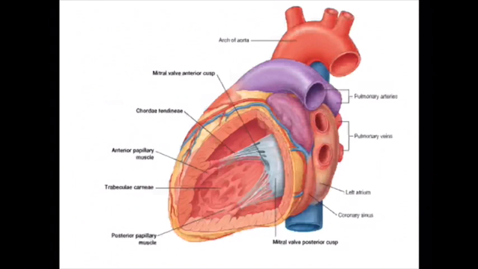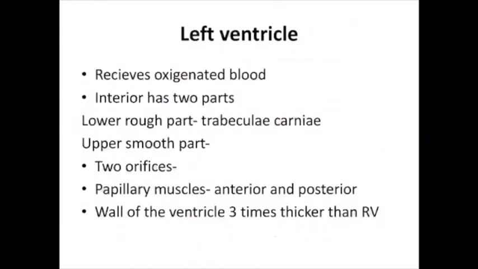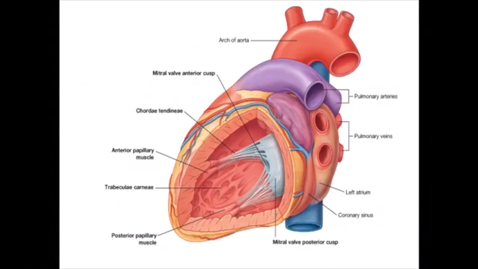This is the structure of the left ventricle. There are two papillary muscles, posterior and anterior. These papillary muscles are connected to the heart valves through the chordae tendineae.